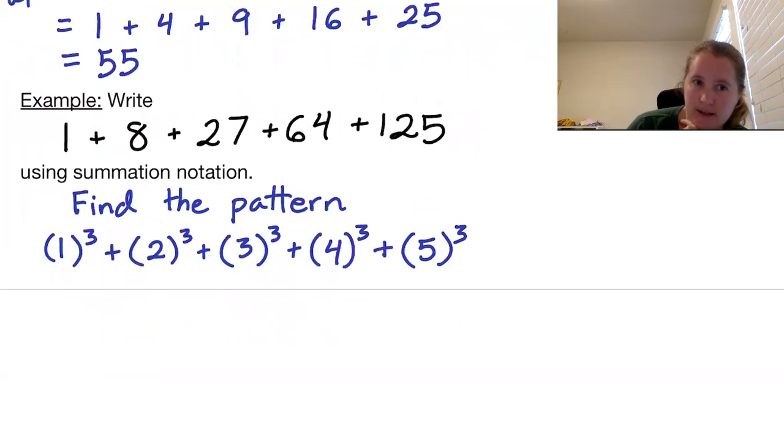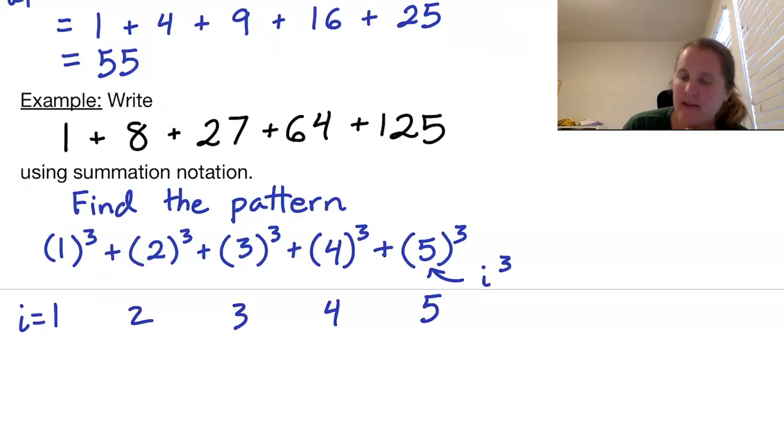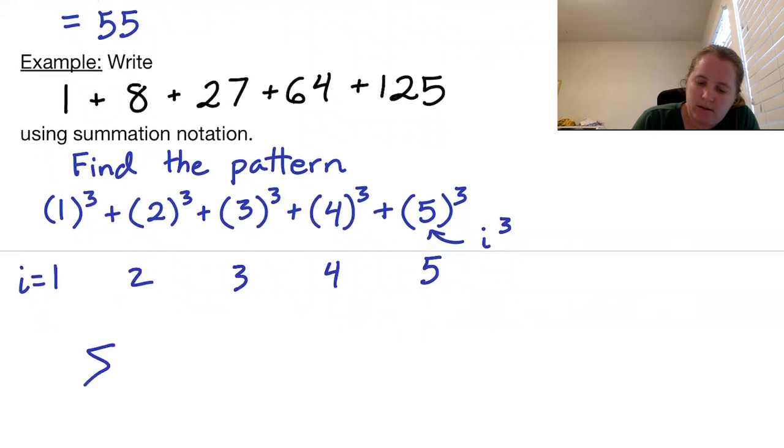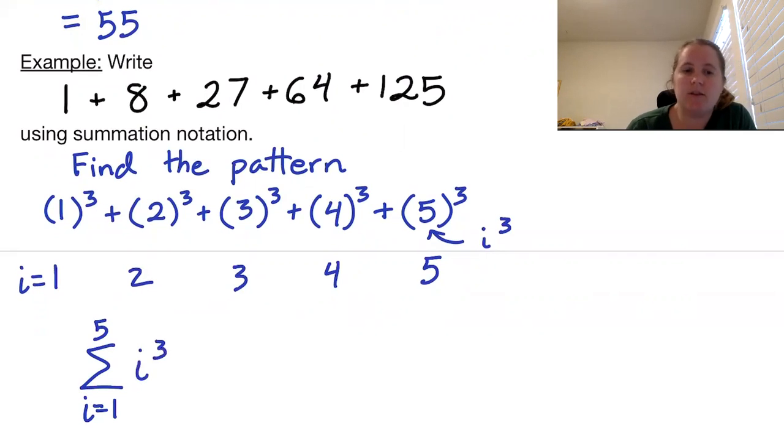So if we set i to be 1, 2, 3, 4, and 5, then each of these terms is just i cubed. So the summation we're looking at had to run from i equals 1 up through i equals 5. And then we are just doing i cubed. So this is writing 1 plus 8 plus 27 plus 64 plus 125 using the summation notation that we have been working with. So this is just a brief overview of what summation notation is.